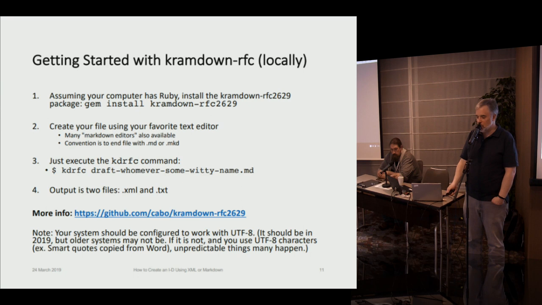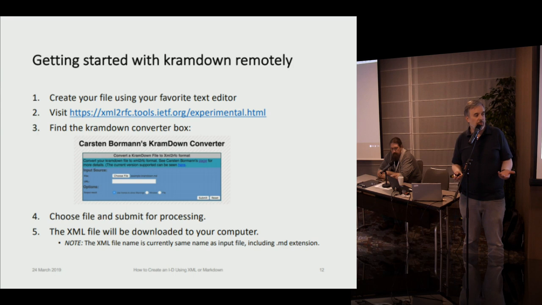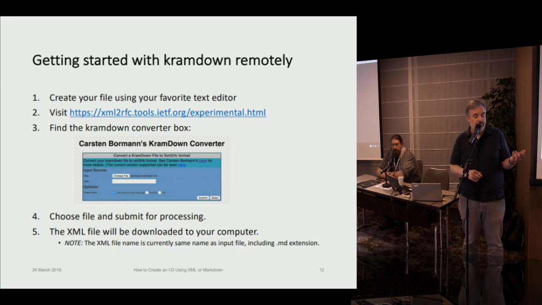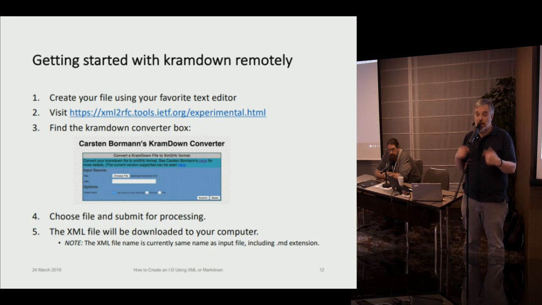If you want to just experiment with this, or if your system doesn't support Ruby, you can also just use the kramdown converter that's on the tools experimental page. Basically, you create your markdown file, go to this experimental page, and upload the file. Then it will spit out the XML file, which you would then have to run through xml2rfc. So it's a little bit easier, in my opinion, to use it locally, but it is also possible to use the online tool that's out there.